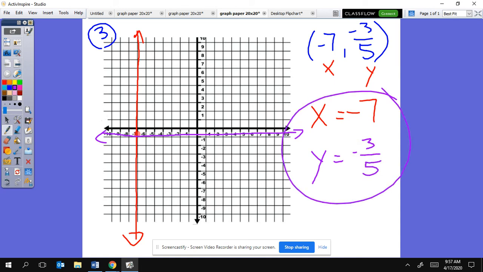And for all of these problems, you don't need to plot them on a coordinate plane. You just need to tell us the equation: x equals whatever number it is and y equals whatever number it is.